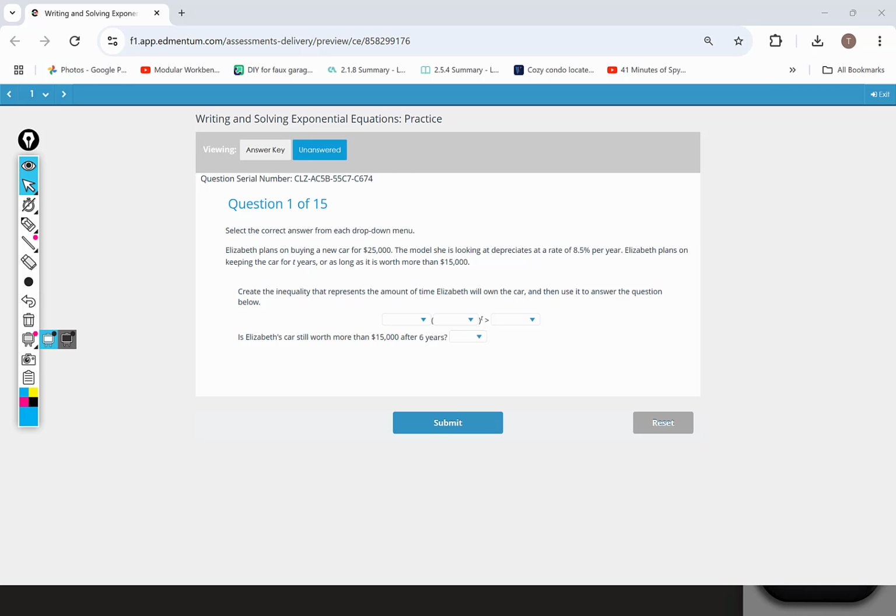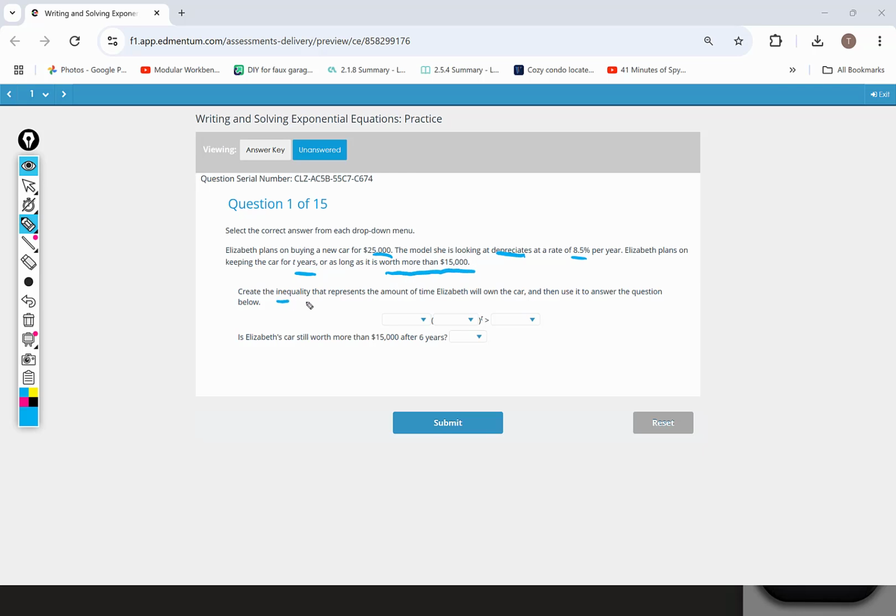Okay, question one. Elizabeth plans on buying a new car for $25,000. The model she is looking at depreciates at a rate of 8.5% per year. Elizabeth plans on keeping the car for 2 years or as long as it is worth more than $15,000.